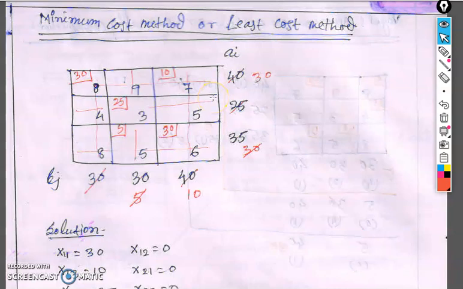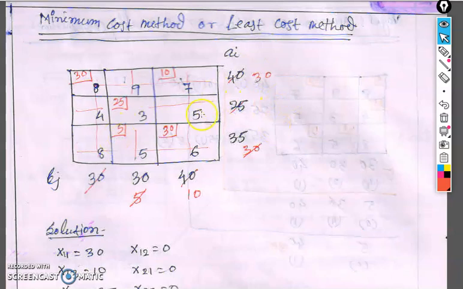So, continuation of the previous lecture. In the previous lecture, we had already discussed how to find the initial basic feasible solution using the northwest corner method. In this lecture, we are going to learn to find the initial basic feasible solution using the minimum cost method, or least cost cell method, or whatever may be the name of this method.